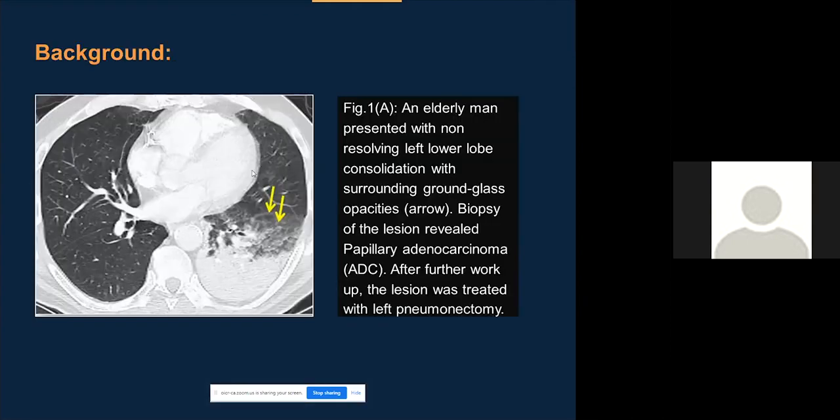So let's start. What is the background? Here is a CT from an elderly man who presented with non-resolving left lower lobe consolidation with surrounding ground glass opacities. Biopsy of the lesion revealed papillary adenocarcinoma. After further workup, the lesion was treated with left pneumonectomy.